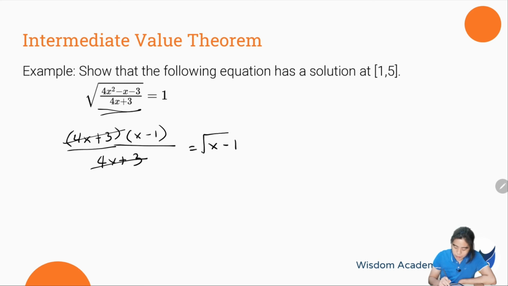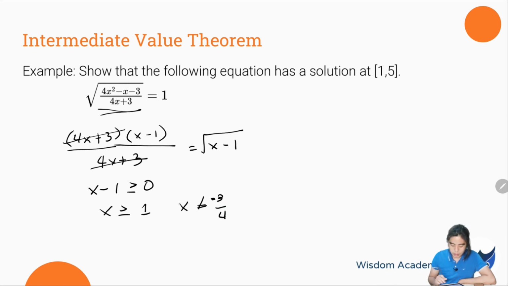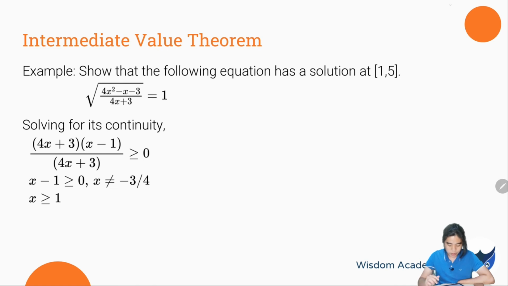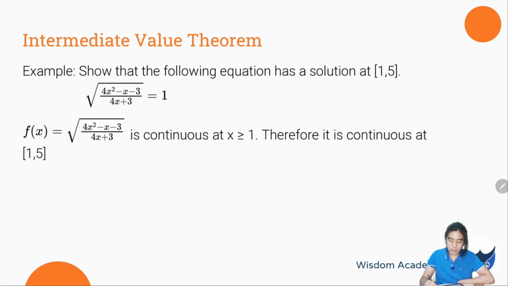So since ito yung maging nasa loob ng square root, so dapat x minus 1 must be greater than or equal to 0. So x must be greater than or equal to 1. And x must not be equal to negative 3/4. Since kapag negative 3/4 siya, magiging 0 yung denominator. Pero since hindi naman to pasok dito, kahit ito na lang. So, yun ang continuity na. Since this continuous at x is greater than or equal to 1, then pasok si 1 to 5. So, since continuous siya at 1 to 5, we can use IVT dito.